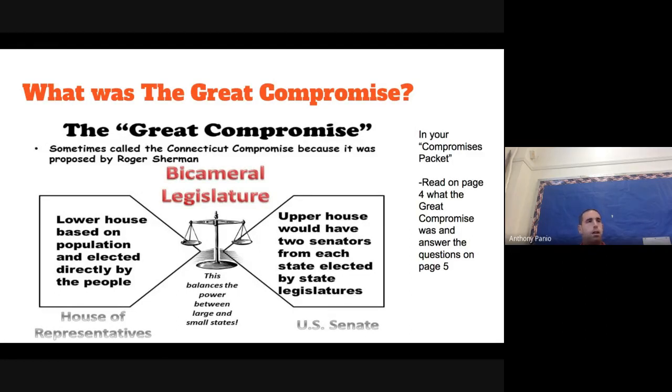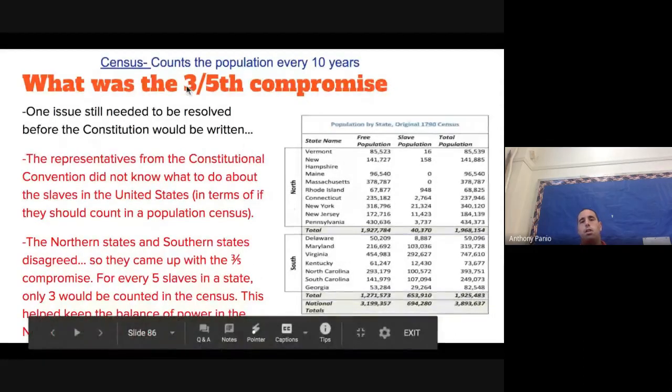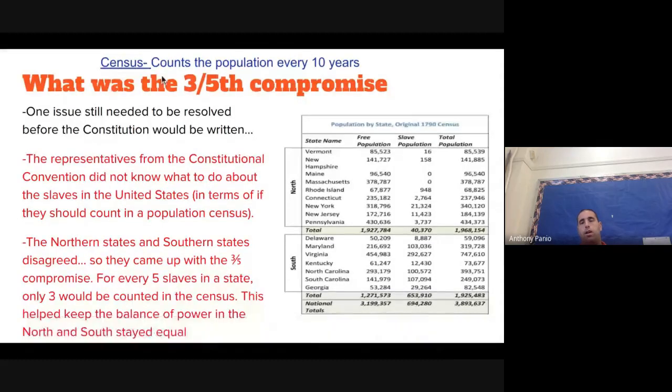All right? They're going to come up with something called the 3/5 compromise. This is your last thing. You need to also write down this word here, census. Okay? Write down the word census so you kind of go into it. Now, on Tuesday, when you get back, we'll do a little bit more work with the 3/5 compromise.